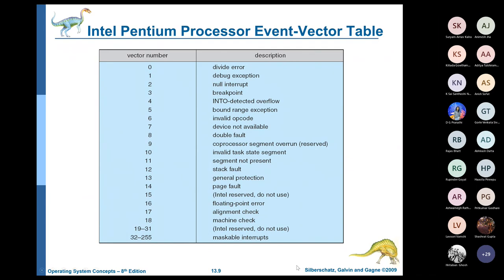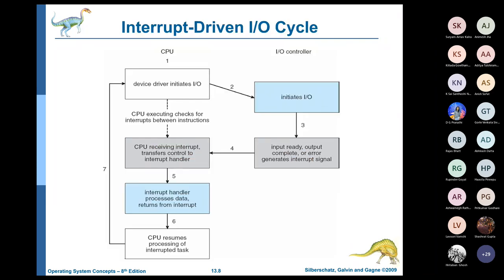But look at this, the vector number, the smaller vector numbers. Divide error, bound range exception, invalid opcode. These are device not available. These are dangerous errors, like hardware errors. So these types of things are non-maskable typically. Divide by zero error cannot be masked. It has to be immediately handled.